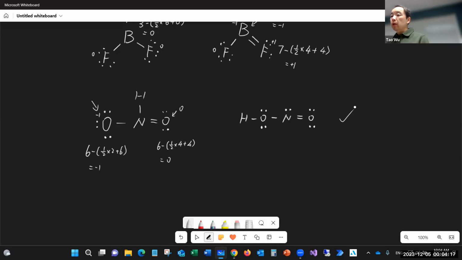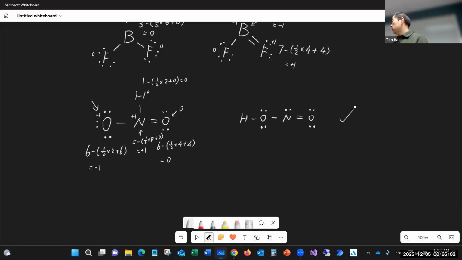Hydrogen here is also 0, because that's 1 minus 1/2 times 2 electrons, since hydrogen only combines with one single bond, plus 0, so this is 0. Nitrogen over here, you see this is 5 minus 1/2 times 8. There are 8 electrons in 2 single bonds and 1 double bond, so that's 8, and no electrons outside, so that's 5 minus 4, that's a +1. So you see, this is -1, this is +1, the others are zeros.